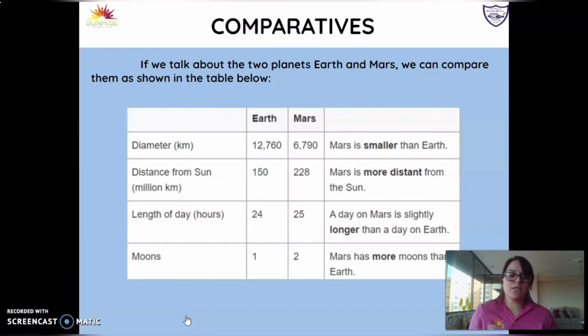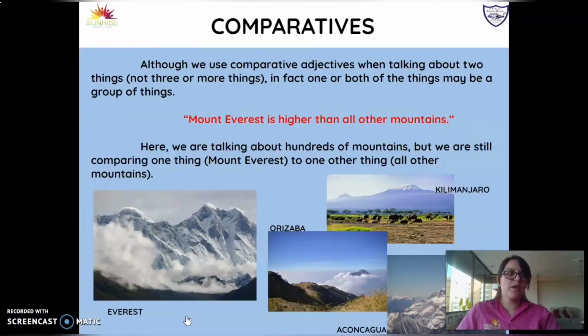The length of the days. A day on Mars is slightly longer than a day on Earth. Again, termination ER. Moons. Mars has more moons than Earth. More before the adjective, okay?